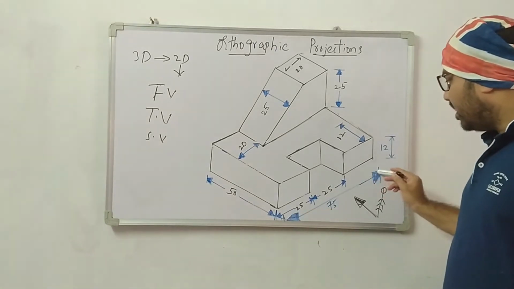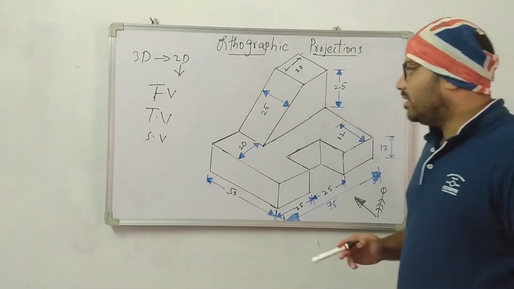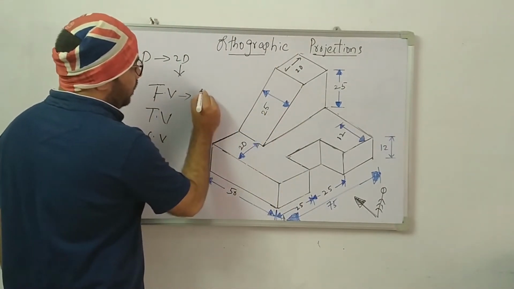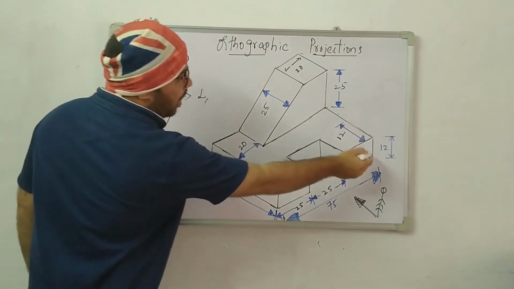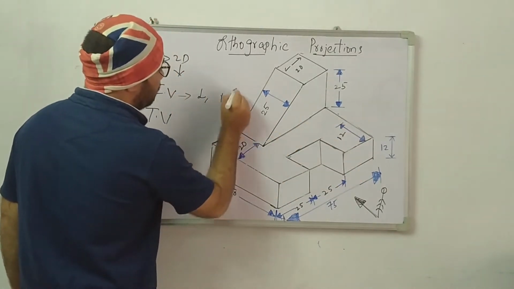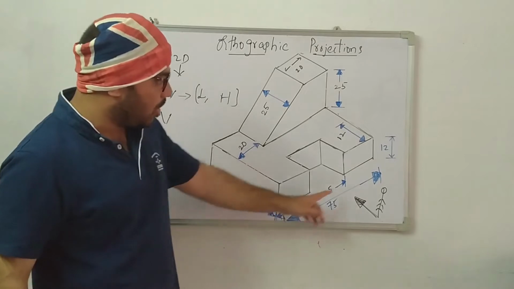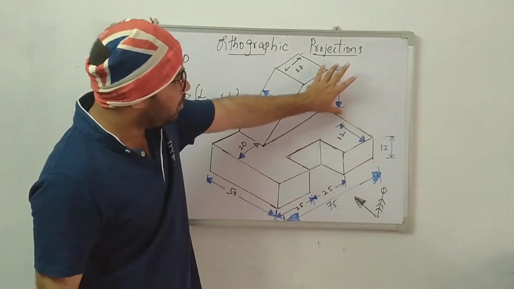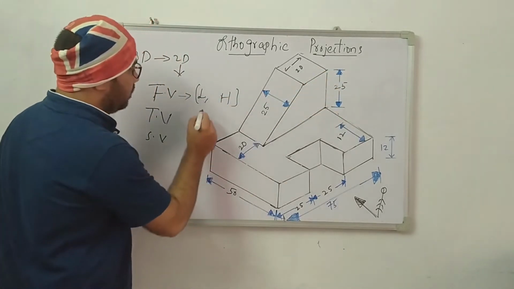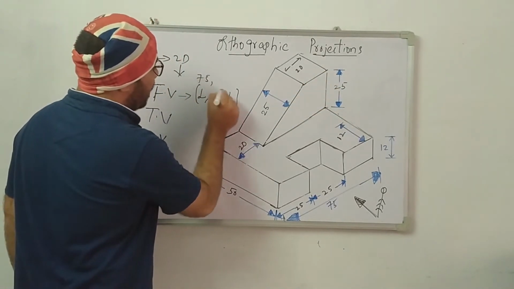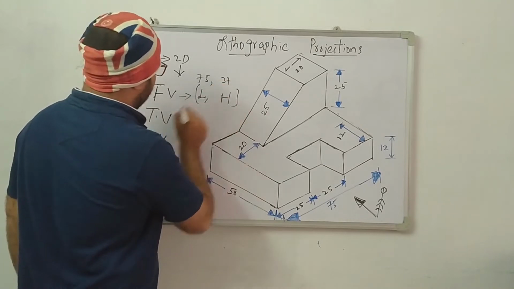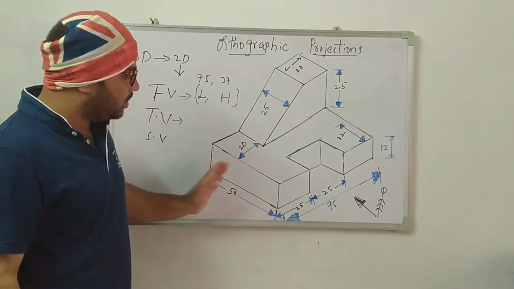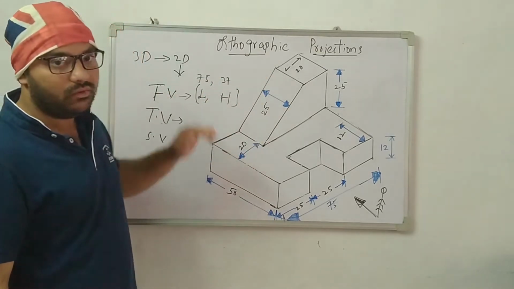So this is my front view. What is the length here? The total length is 75. In the front view we are drawing length and height. The total length is 75, and the total height is 12 plus the remaining 25, so you can see 37. So total length is 75 and height is 37.